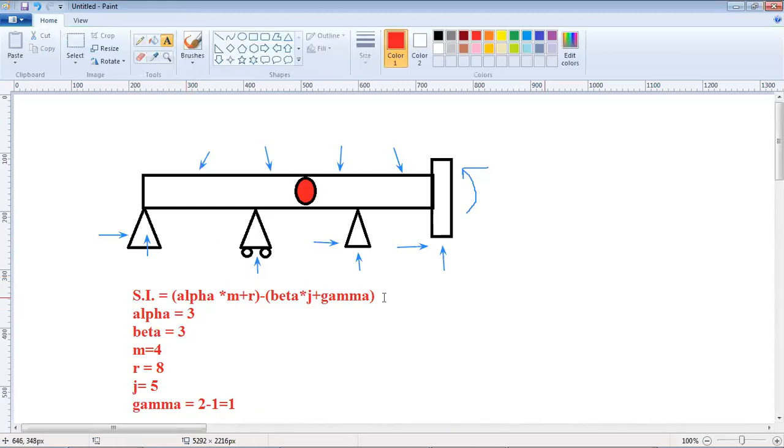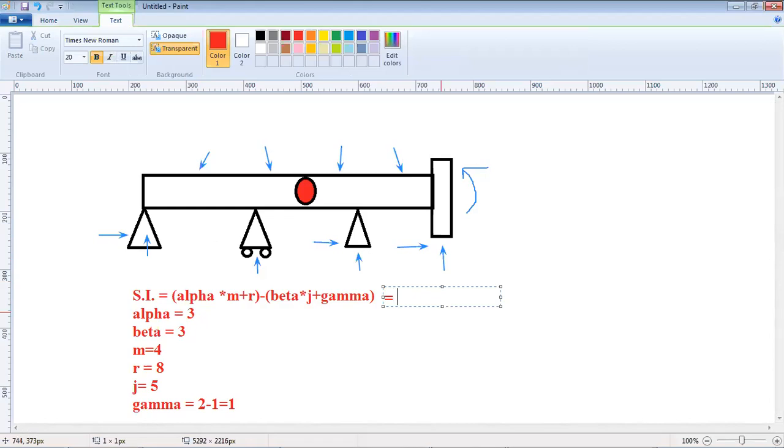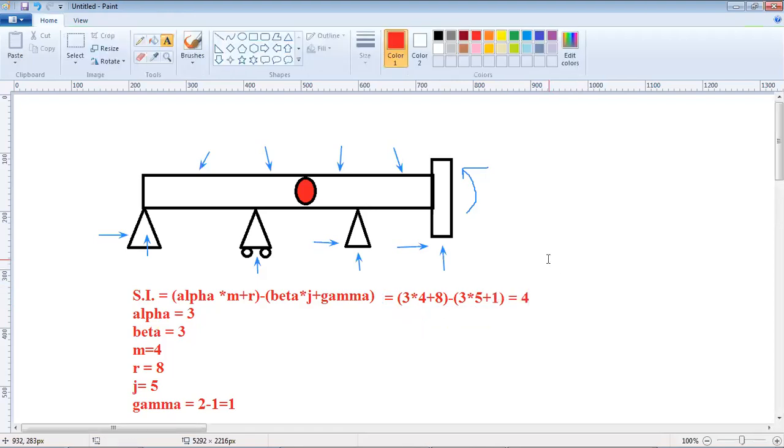So in total, the value of SI would be equal to alpha 3 into m 4 plus R 8, minus beta 3 into number of joints 5, plus gamma 1. So this total would be 12 plus 8 is 20, 20 minus 16 is 4. So you have 4 as the static indeterminacy of this frame.